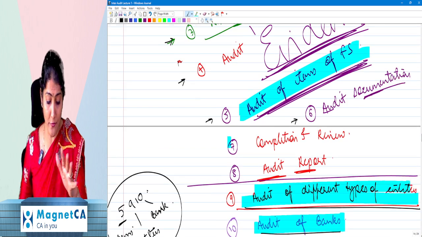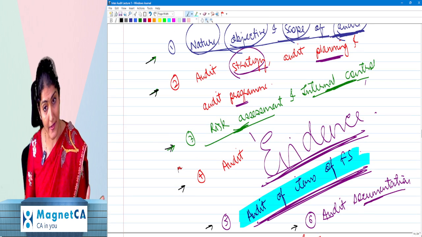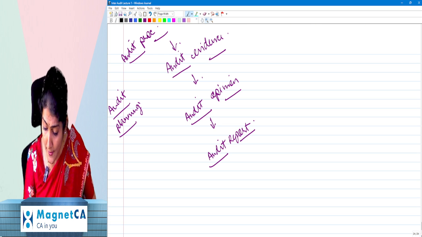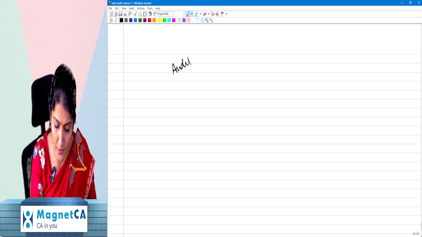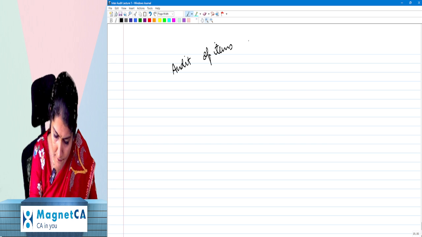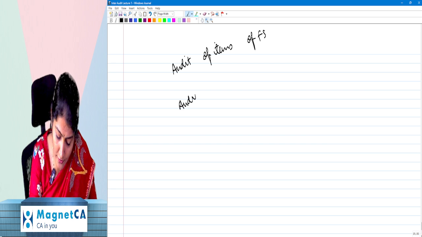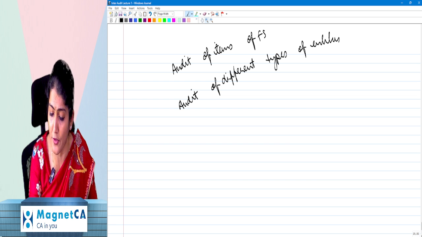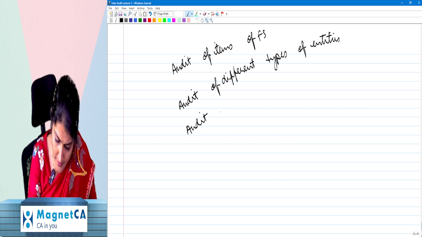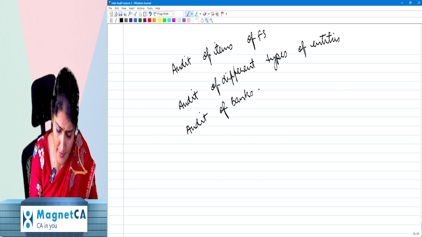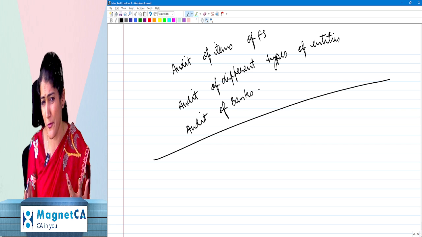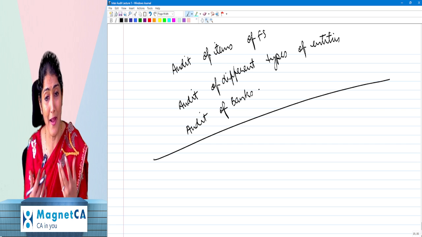Okay, and then apart from that, all the other chapters can be combined together. So one set of chapters wherein we have the specific audit is: the audit of the items of the financial statements, then the audit of the different types of entities, and then the audit of the banks. So these three audits, we keep them separately. Generally, we could say for audit of items of financial statement, they ask like 2-3 items over there, different types of entities again 1 or 2 questions, and then bank audit again 1 or 2.